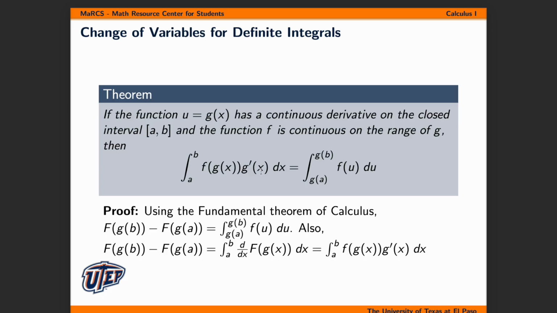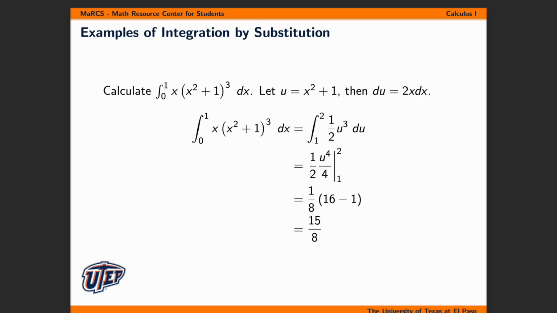We're evaluating our g of x at each of the limits, so they will be g of a to g of b, and we are integrating f of u with respect to u. So the proof is done using the fundamental theorem of calculus. Now here's an example where we change the variables and the integration limits.